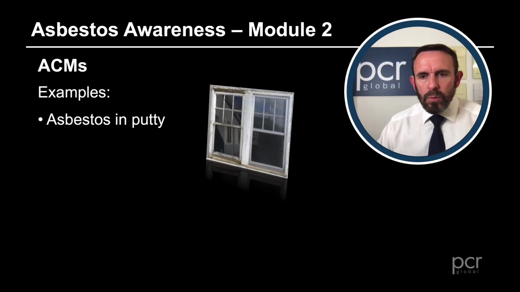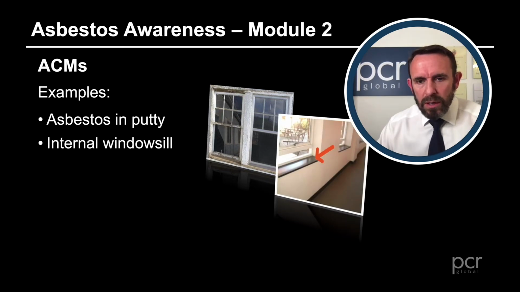Further examples would be asbestos in putty around window frames. So if you think again of the fire resistant properties of asbestos, in putty you obviously want the windows to stay intact. So it was quite a good use back in the day to put asbestos into putty. And some of the putty itself would expand. So again, increasing the fire resistance and preventing the windows from popping and smoke getting through.